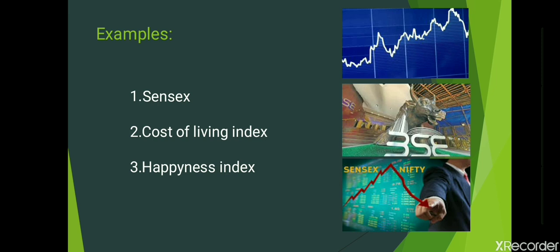Second example, Cost of Living Index. Here, the term index is short form of index number. Cost of living index tells us the change in the cost of living of a particular group of people. The third example, happiness index, though not much familiar but definitely interesting. It indicates the level of happiness of citizens of a country.